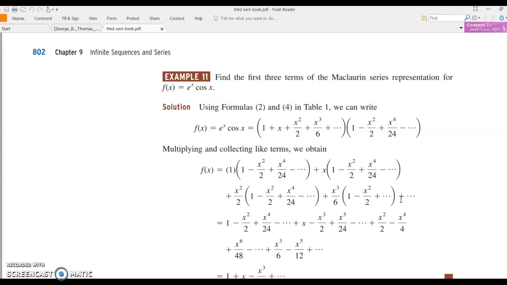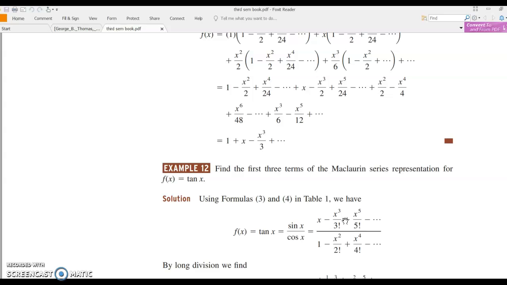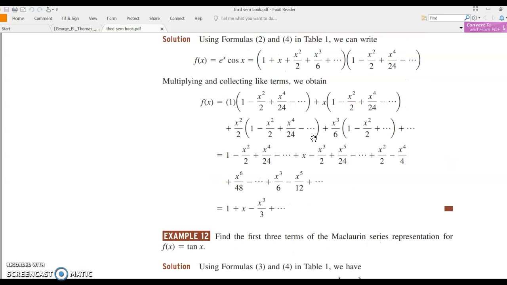Okay. Find the first three terms of the Maclaurin series representation for f(x) = e^x cos x. We know the Taylor series expansion, the Maclaurin series expansion, for e^x and cos x. So we have to write these expansions and multiply them, writing the terms one by one after multiplying, and we will get 1 plus x minus x cubed by 3 plus etc.